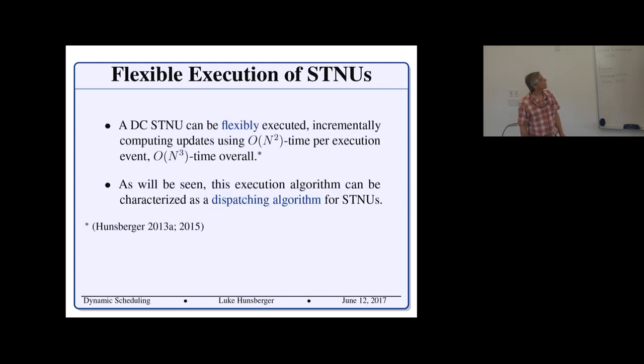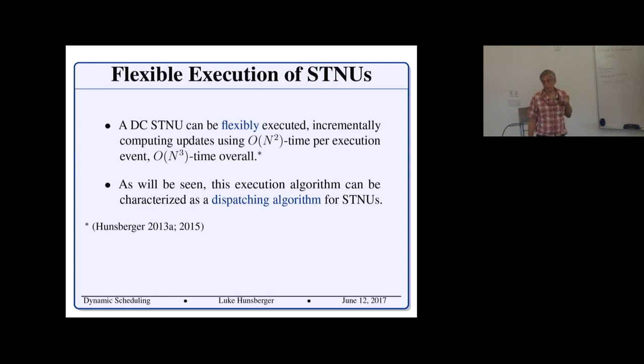So how do we execute STNUs flexibly? By analogy with the STN algorithm, you can only update the D star matrix entries involving Z to keep track of the lowercase and uppercase edges. You still have to keep track of which edges are enabled, which time points are enabled, and you also have to keep track of these weight constraints. But you can do that. The updates would be order n squared per execution event, or order n cubed overall.